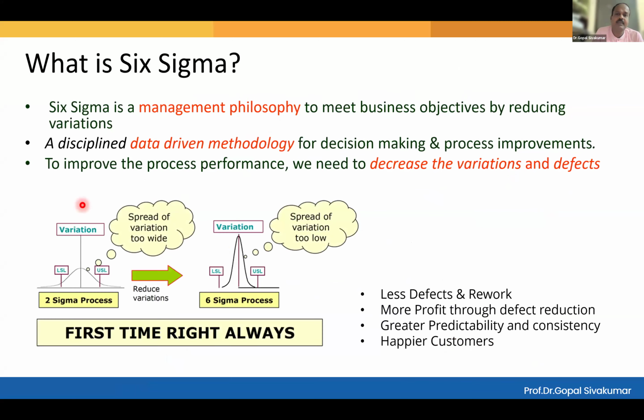Okay. Now comes the slide. What is Six Sigma? The definition says Six Sigma is a management philosophy to meet your business objectives by reducing variations.